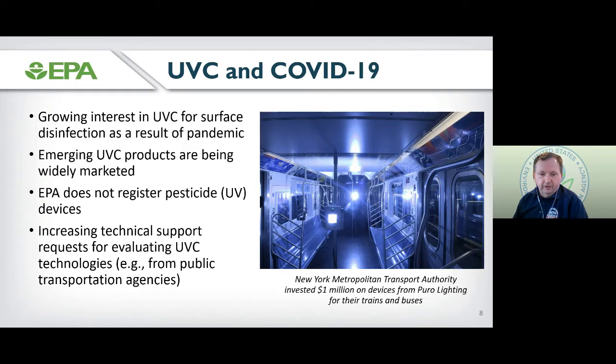A lot of people are seeing them maybe on your personal Facebook page, that there are UVC products coming to the market. EPA does not register pesticide devices. EPA only registers pesticide products. And this is an example of a pesticide device. That does not mean, of course, that false claims can be made. That's just to keep that in mind.